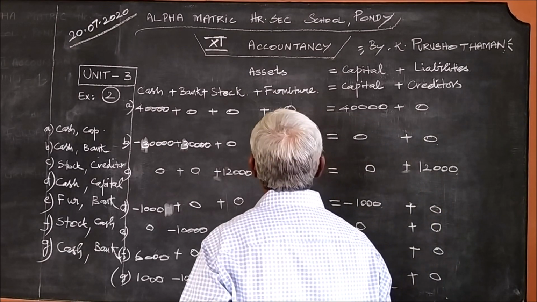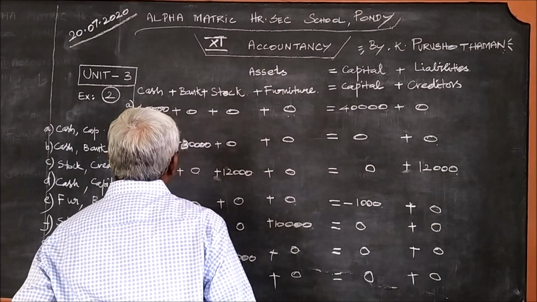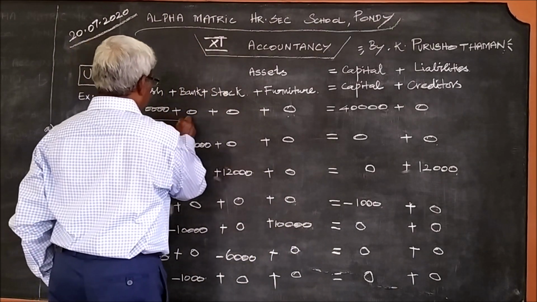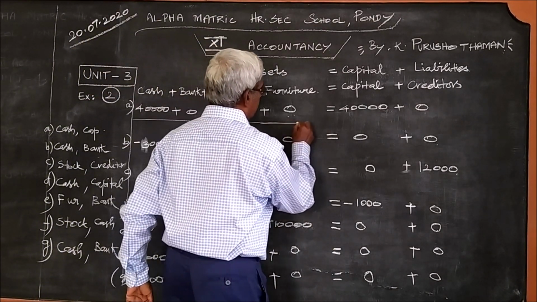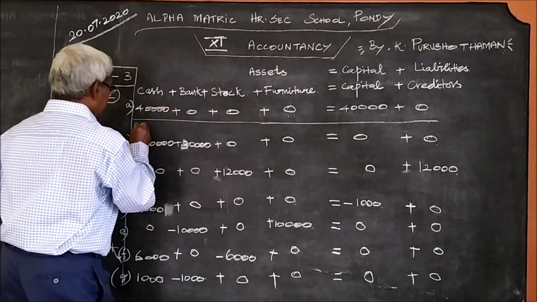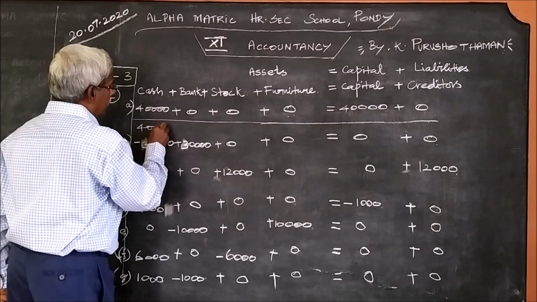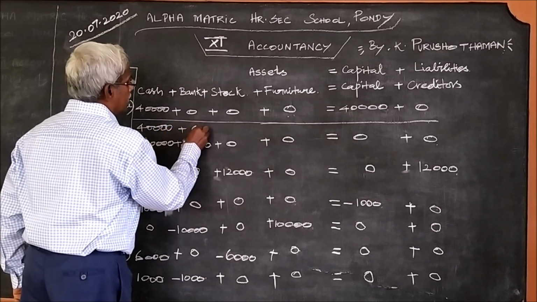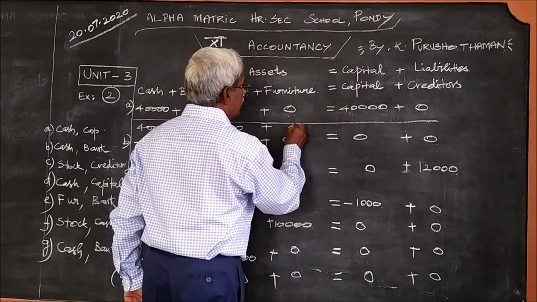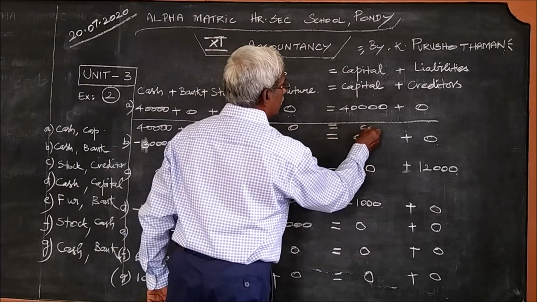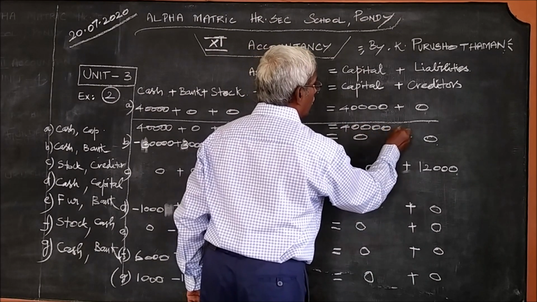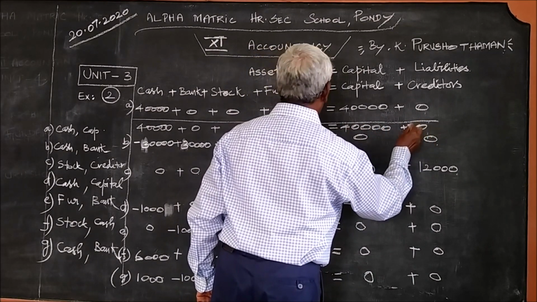What we should do in it? After each and every item, we should put the total. So here, 40,000 plus 0 plus 0 plus 0 is equal to 40,000 plus 0.